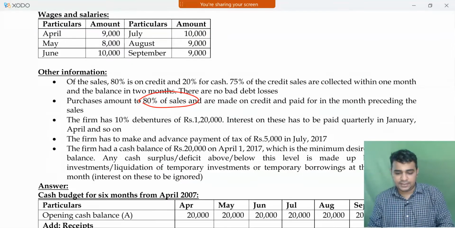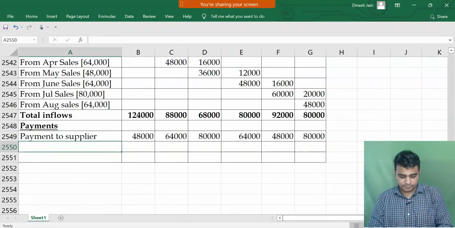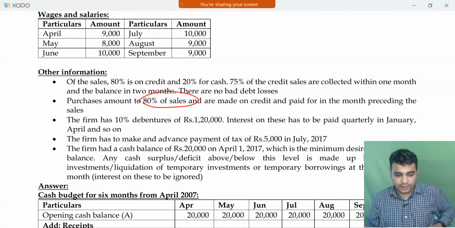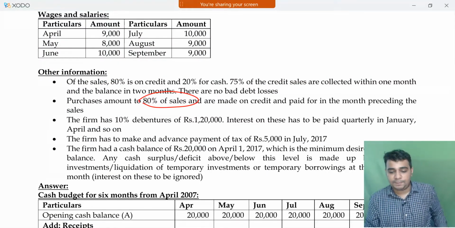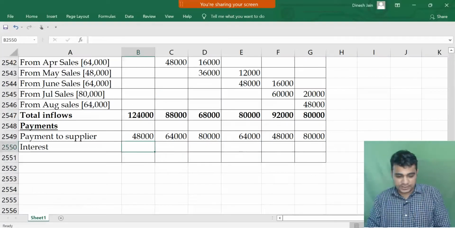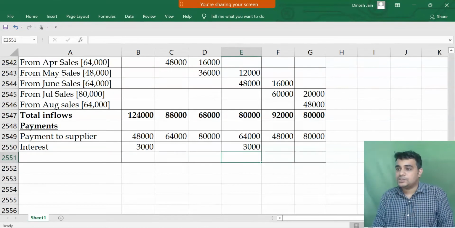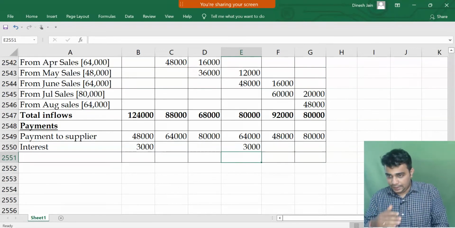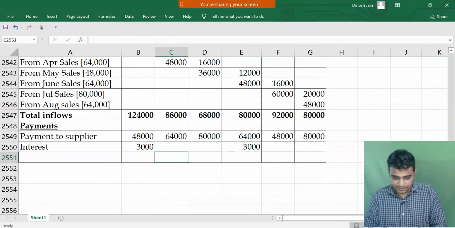Apart from that, there is some interest to be paid. Interest of 1,20,000, this has to be paid quarterly. So 1,20,000 into 10%, 12,000. Quarterly payment is 3,000 per quarter, which is in the month of April 3,000 and July 3,000. January, April, July, and every 3 months you have to pay this.